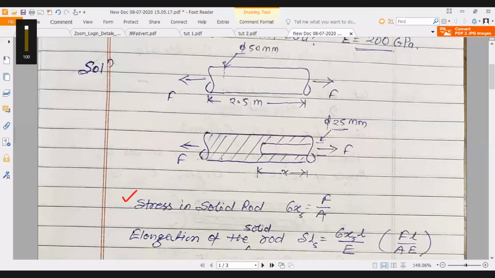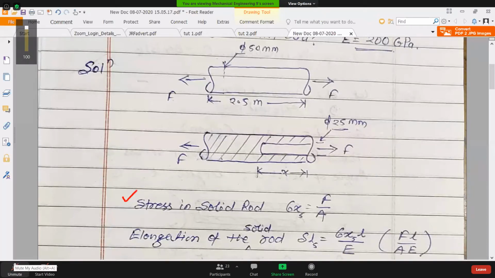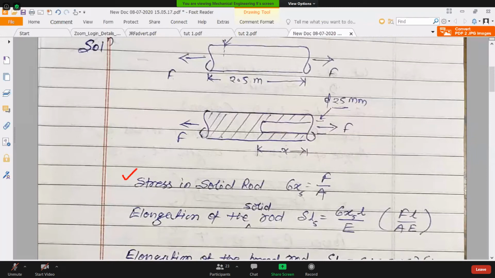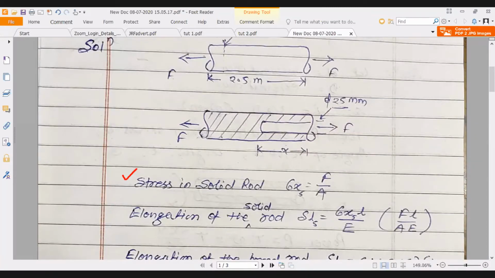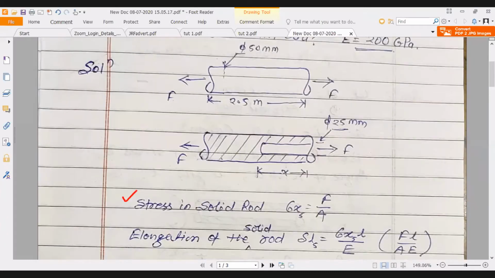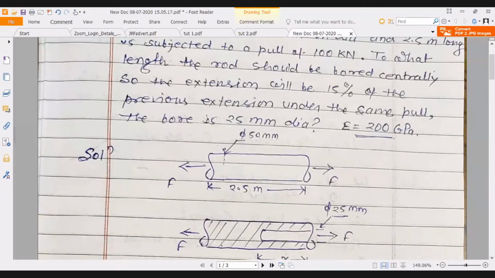In the solid rod has calculated. So how will you calculate the elongation in the solid rod then? Just stress multiplied by L, the length of this rod, divided by the Young's modulus. Young's modulus for this rod is not given in the tutorial sheet, so choose any appropriate Young's modulus. Here I am taking 200 gigapascal.